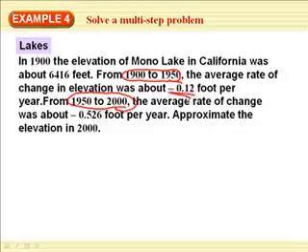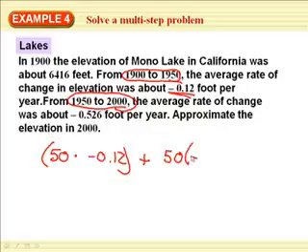So 1900 to 1950 is 50 years. For 50 years, it went down negative 0.12 every year, so we're going to multiply that. Plus the next 50 years, it went down, I should have used parentheses, negative 0.126. So then we'll multiply that. When I take 50 times each, that'll tell us how far it went down total.